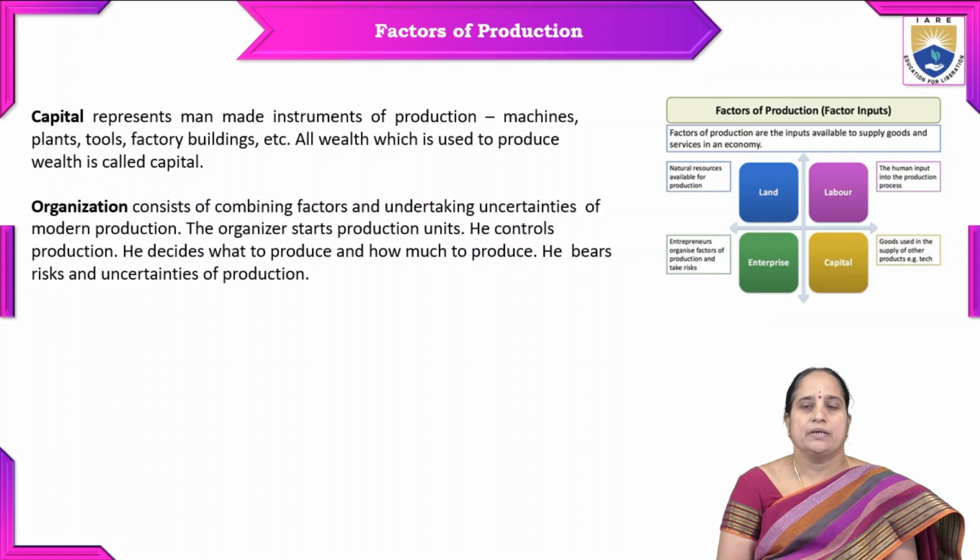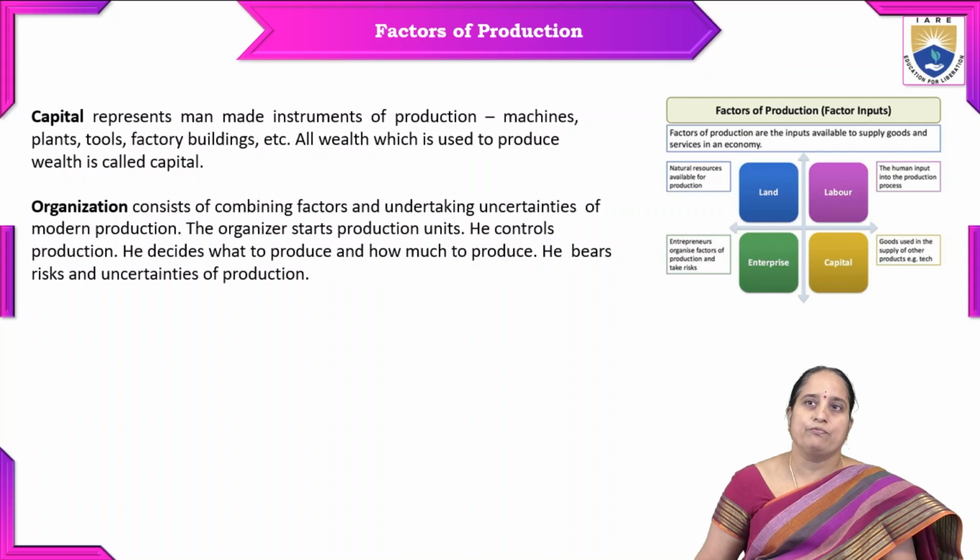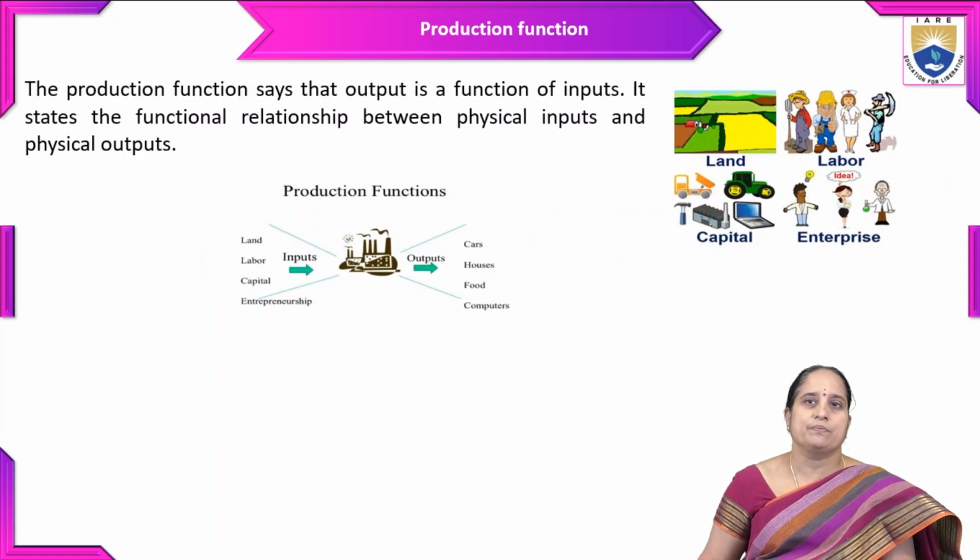Then comes organization. It consists of combining factors and undertaking uncertainties of modern production. The organizer starts production units, he controls the production process and decides what to produce and how much to produce. And moreover, he bears all risks and uncertainties of production. So, because of this, all these four factors are considered the key elements of the production process.